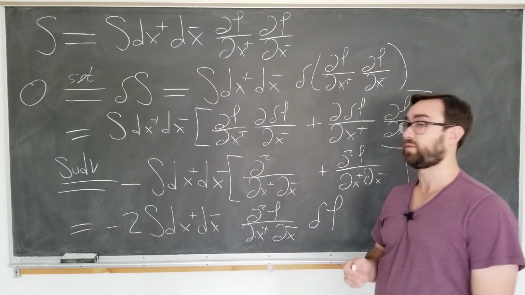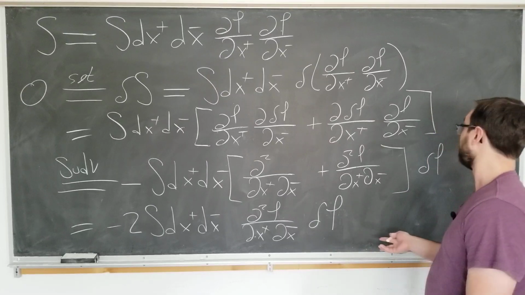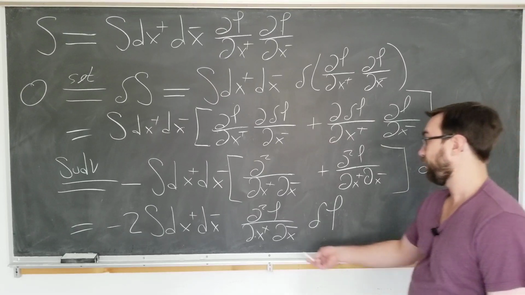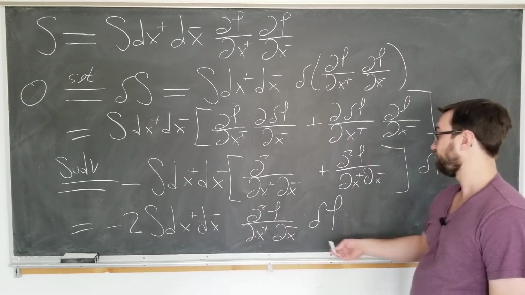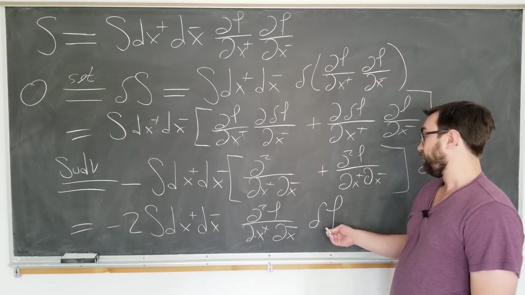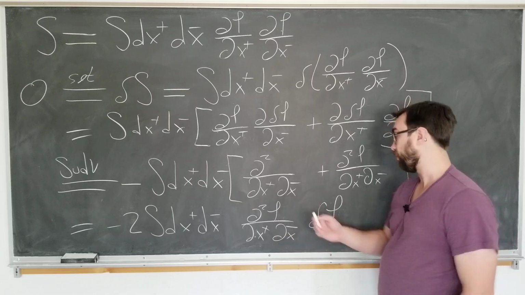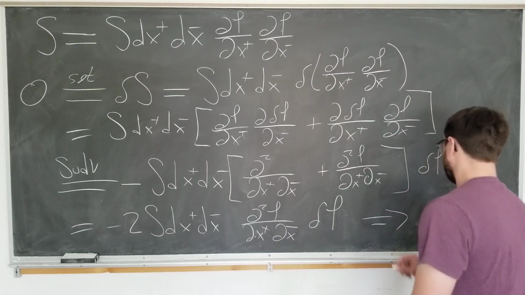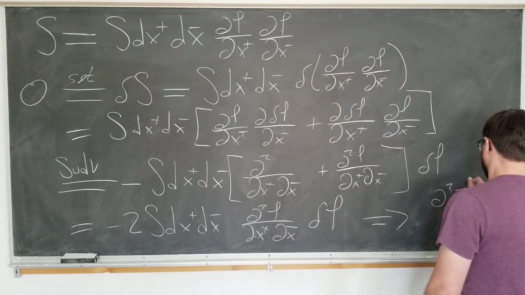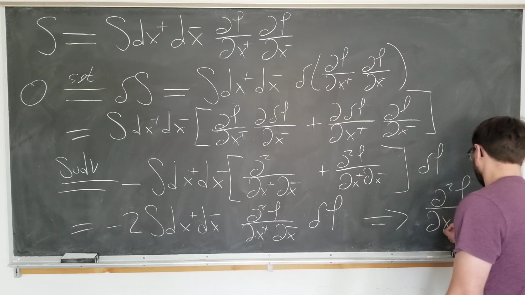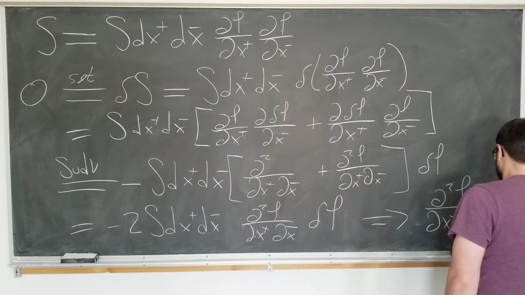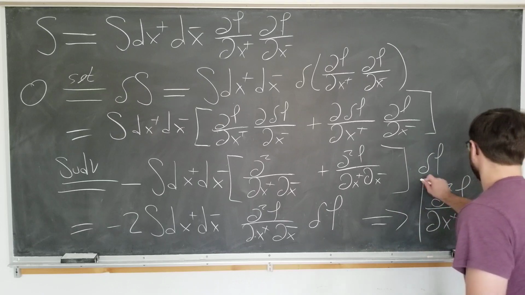And now we're going to use the fundamental lemma of the calculus of variations, which states if we have something integrated over all space multiplied by an arbitrary variation of the function, the integrand is going to be 0. So we obtain the equations of motion from before. Second order derivative combination is equal to 0.